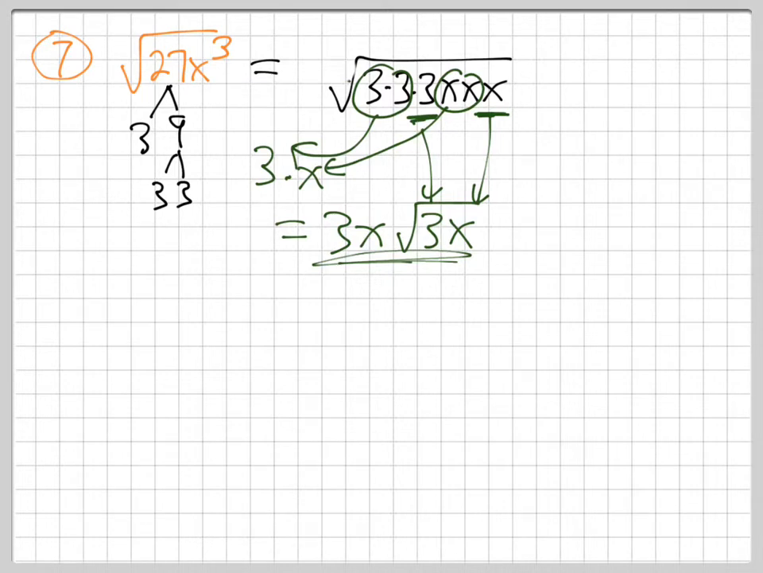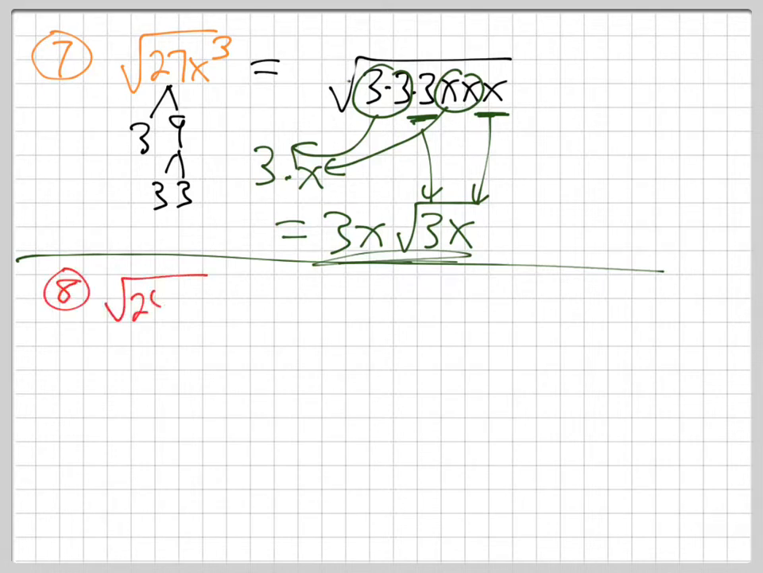How are we doing? Is that good? Mm-hmm. Questions on that one? Shall we keep right on moving to number 8? So number 8.